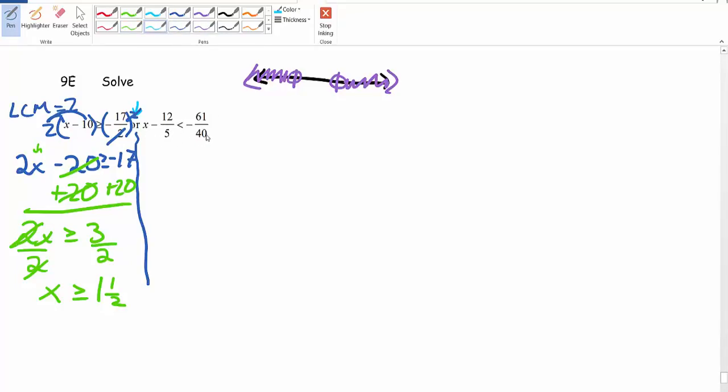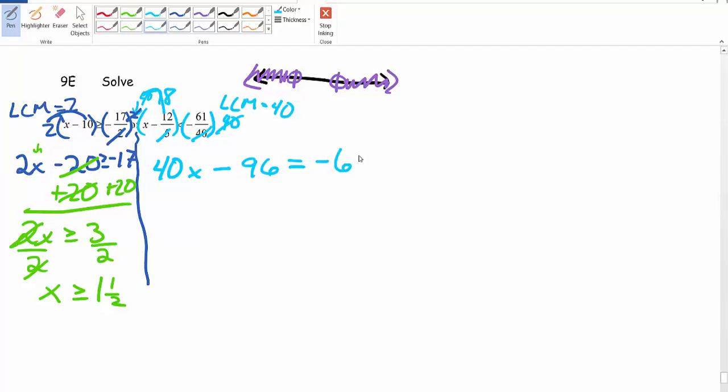Looks like on the right one we notice an LCM here of 40. So we'll multiply both sides by 40. And when we distribute, we end up with 40x. And then 5 goes into 40 eight times. And then 8 times the 12, we get negative 96. Equals, on the right side, the 40s end up canceling out with one another, leaving us negative 61.